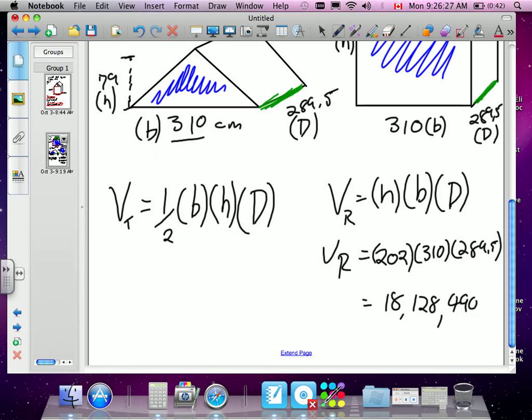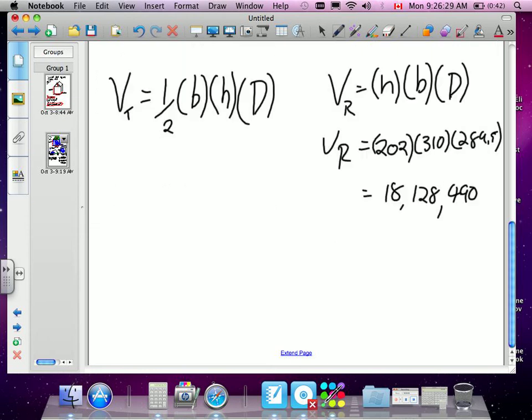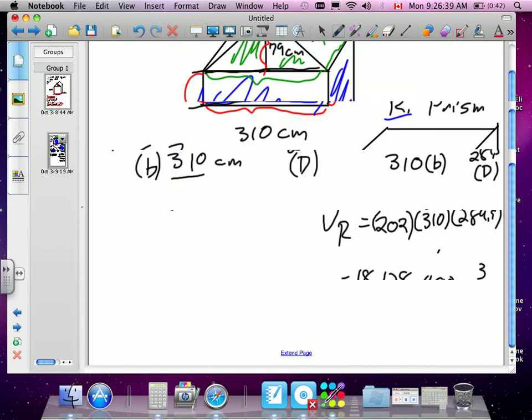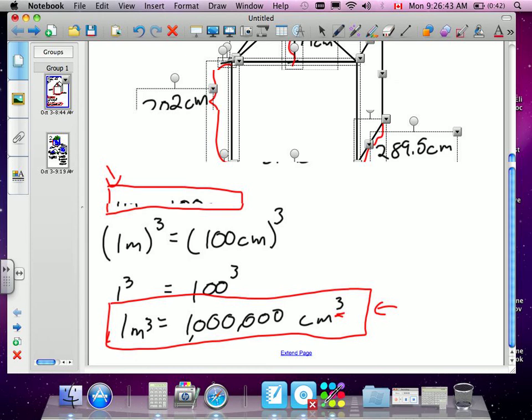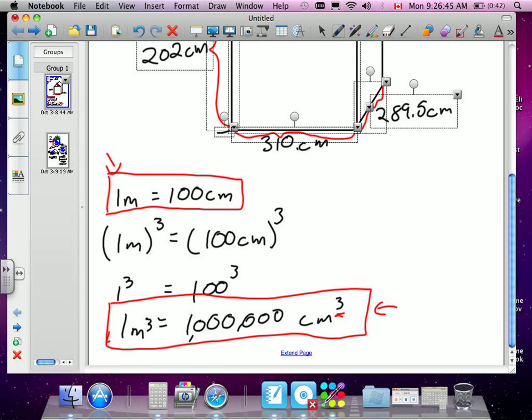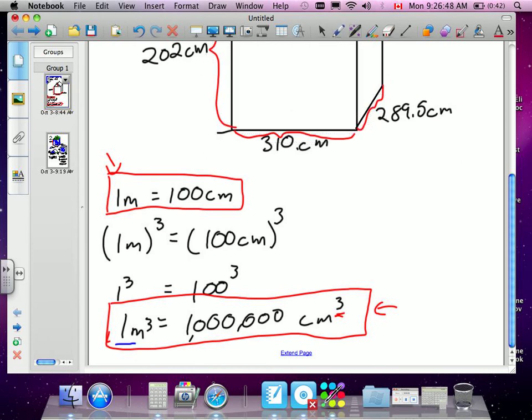And remember, with our conversion, sorry, that's on the other page. With our conversion rate, that probably makes a bit more sense now. Okay? It looked like a lot. 1 meter cubed is equal to 1,000,000 centimeters cubed. That makes more sense now that we have such a large number. Okay? So we found the volume of the rectangular prism.